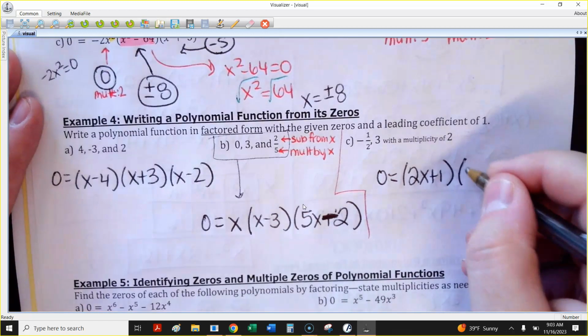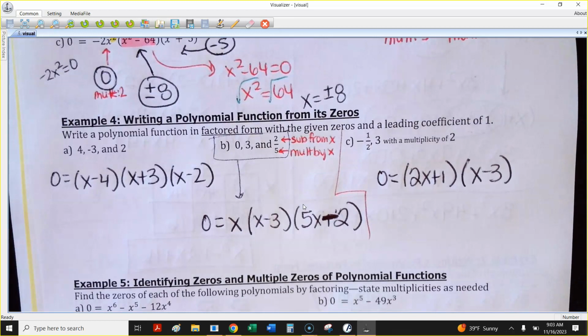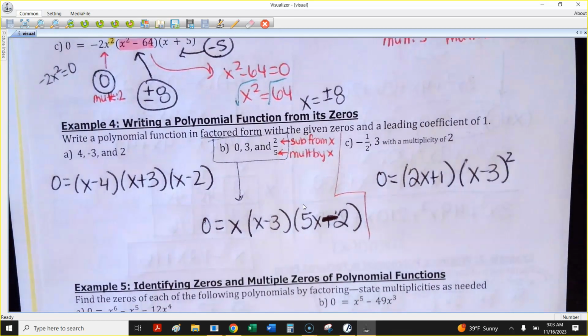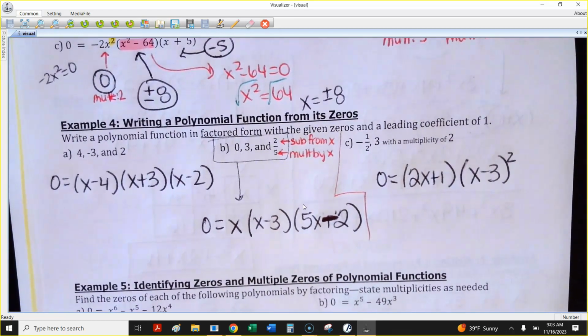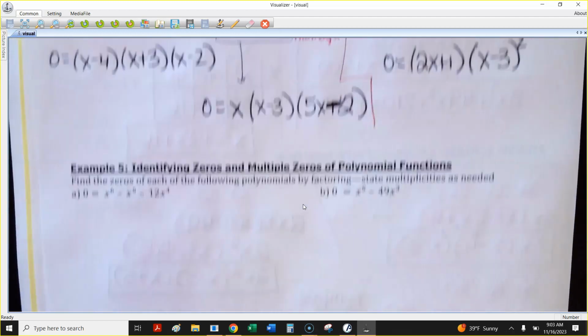Exactly. X minus 3, and then if it gives you a multiplicity, just put that number as an exponent. So that would be like that. Perfect. Does anybody have a question? Okay. Now, we're going to solve these at the bottom real quick here.